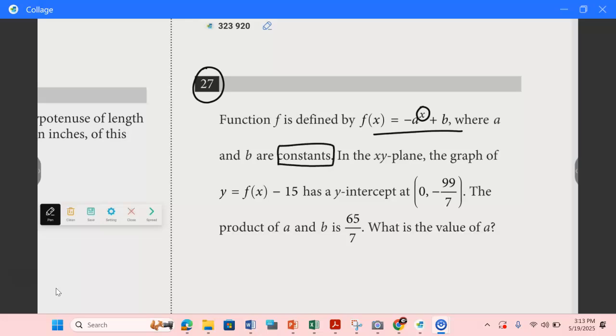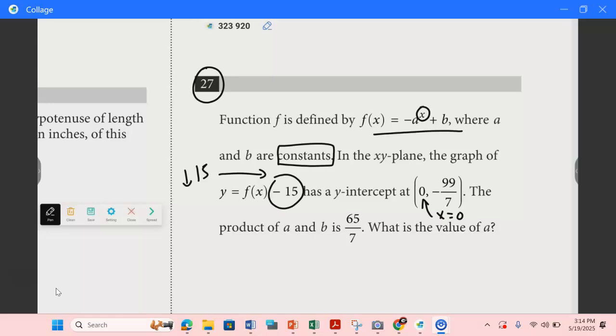Okay, that just means we don't know what a and b are, but we do know that they're not changing. Okay, in the xy plane, the graph of, okay, this is a vertical shift down 15. So it's little things to recognize. Has a y-intercept. What does y-intercept mean? Y-intercept means x is 0. Okay. The product of a and b is 65/7. What's the value of a?